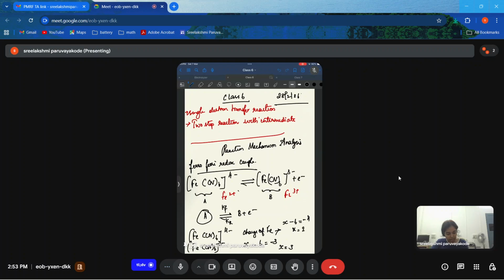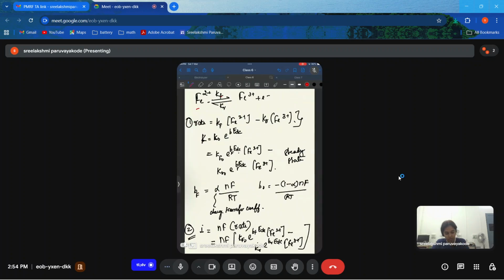The first mechanism that we saw was the reaction mechanism analysis of a ferro-ferri couple, where Fe2+ is converted to Fe3+ and there is no adsorbed intermediate. It's a single-step reaction. If I write it, it's A giving B plus 1 electron as a forward reaction, and a backward reaction. So the rate of the reaction is the rate constant times the reactant minus the rate constant of the backward reaction times the concentration of the product.